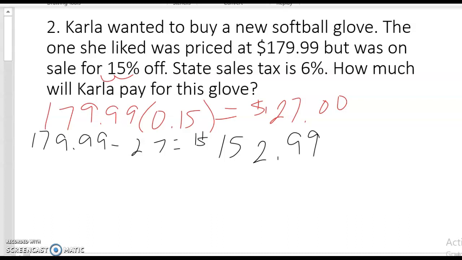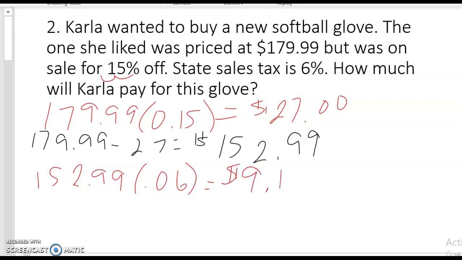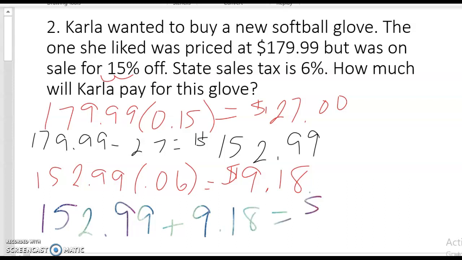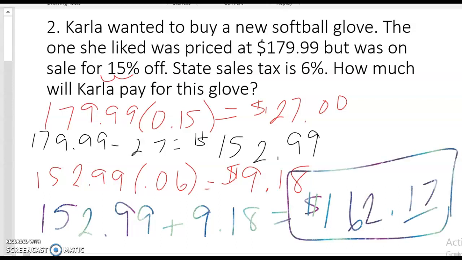So state sales tax, right? And this is a process. Find the discount amount, find the new price of the item. Then the sales tax is applied to that new price. So I can multiply by 6%, and again, rounded to the nearest penny, $9.18. And then we say, okay, if the purchase price is $152.99 and the sales tax is $9.18, then that means we are going to pay $162.17 for this new glove.